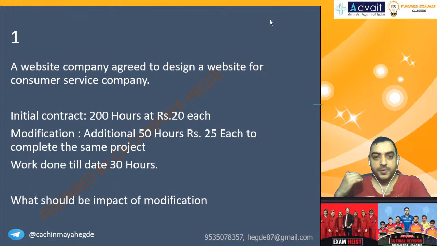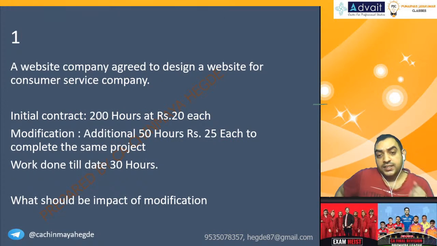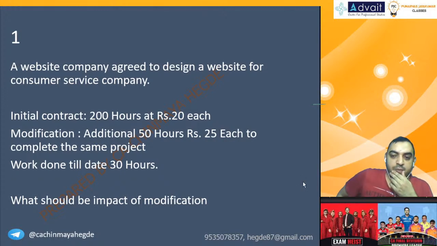Okay, let's go from now. A website developer agreed to design a website for a consumer service company. The initial contract is 200 hours at 20 each. Modification: additional 50 hours at 25 each to complete the same project. Worked until date 30 hours. What should be the modification? Can you tell me here, is this a case of distinct product or not a distinct product?